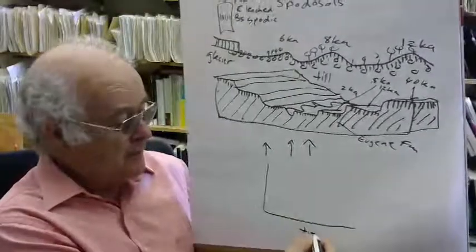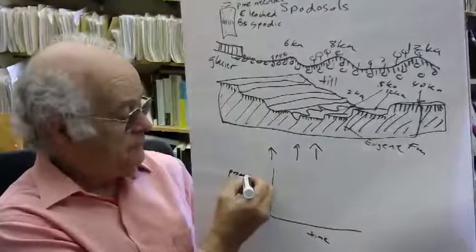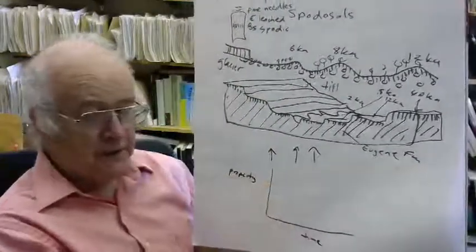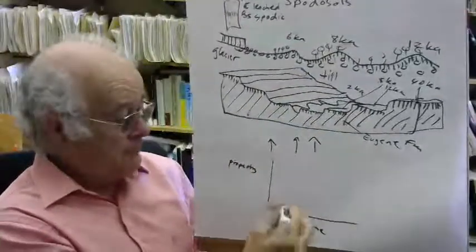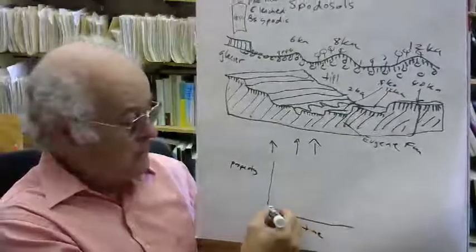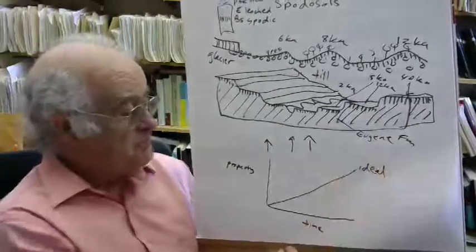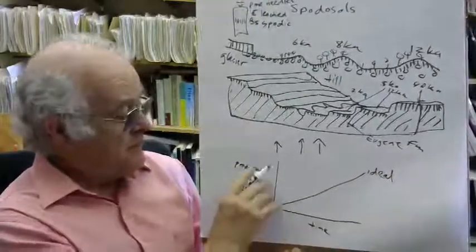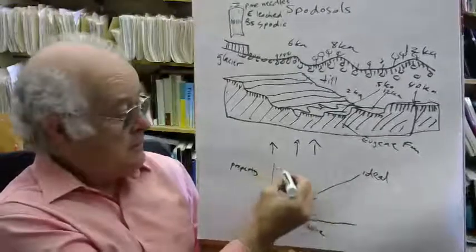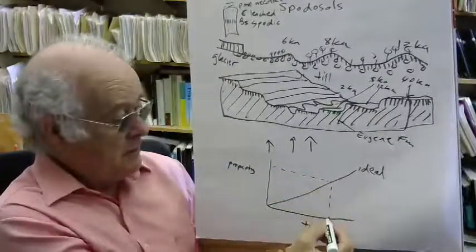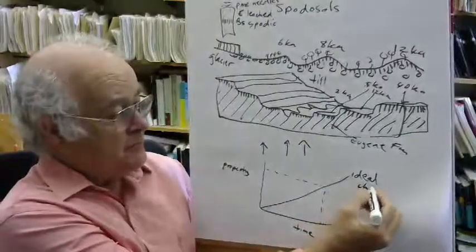So if this is time on this axis, and this is a property of the soil, let's imagine it's clay content or color. The ideal would be that there's a straight up relationship. So if you have percent clay here, and you have another soil, you can then infer that amount of time. This would be an ideal chronofunction.